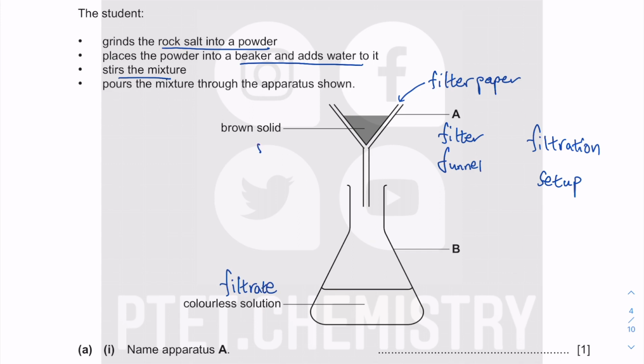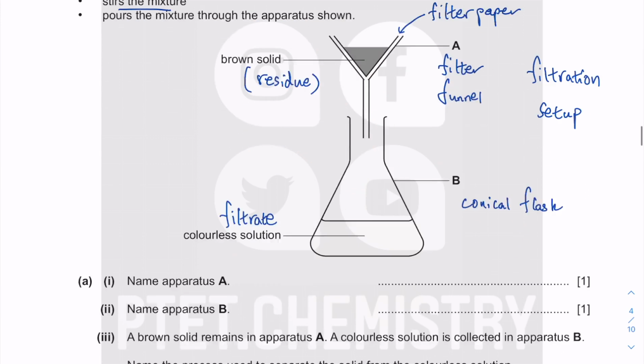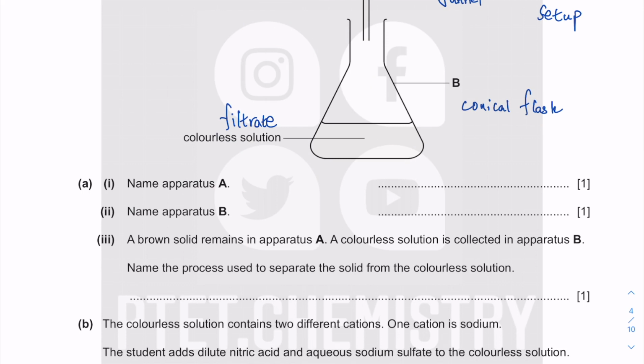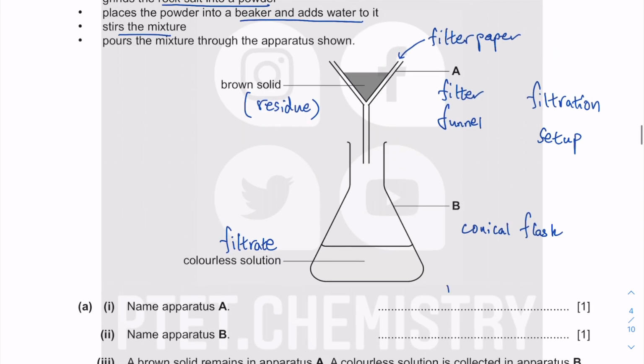And the brown solid that is left over on the filter paper after all the solution has passed through the filter paper, you get all the filtrate, then you're left with residue which are left over on the filter paper. This thing is a conical flask, and you use a conical flask because it has a flat bottom and it has this top that can support the filter paper. Alright, so name apparatus A. Apparatus A is filter funnel.